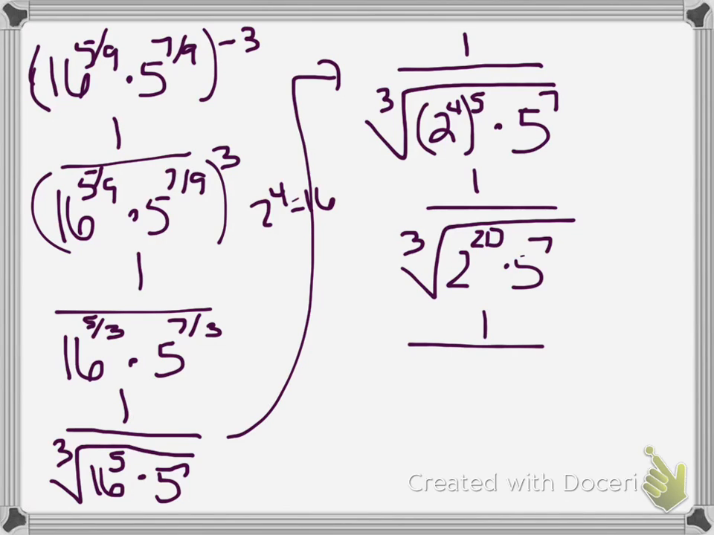Now, remember that when we did this back in chapter 6, whenever the power is greater than the index, we can take some factors out. How many factors of 2 can we take out? 6. How many factors of 5? 2. Leaving us with? What's going to be left on the inside? 2 to the 2nd, 2 squared, and 5.